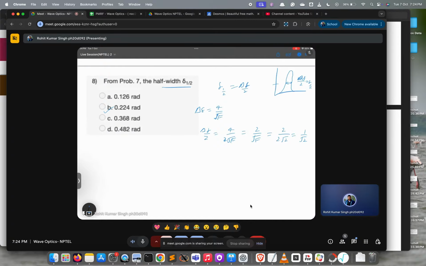So instead of 2 root 2, you have root 80 here, right? Now what do you get? Now I think it will be 2 to 4. You can check.